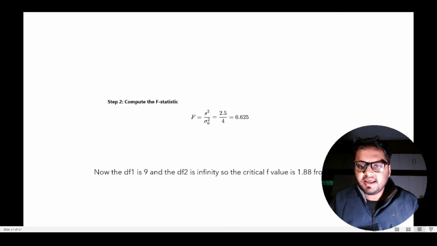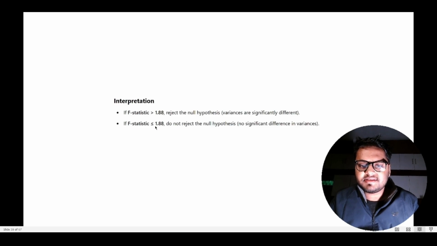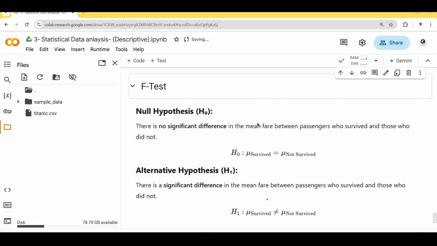We can see that 0.625 is less than 1.88. It means we do not reject our null hypothesis, meaning there is no significant difference in the variance. So this is all about the F-test. Next, let us perform the practical on the F-test.